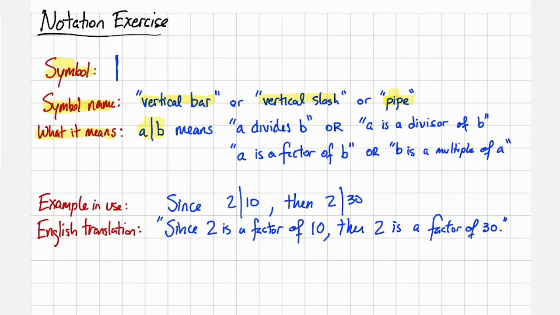A vertical bar b means a divides b, or a is a divisor of b, or a is a factor of b, or b is a multiple of a. All of those things can be replaced by this notation, a vertical bar b. Last, we need a mathematical sentence that we translate into English. So, since 2 divides 10, then 2 divides 30. Since 2 is a factor of 10, then 2 is a factor of 30.